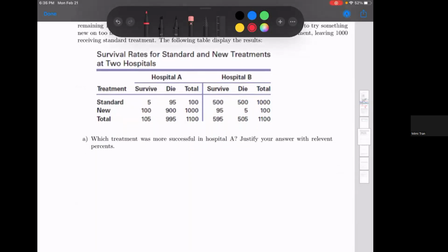Okay, so which treatment was more successful in hospital A? So P of, say, just P of standard first. You know, how about this? We're going to say P of, I want to know the probability of survive, of dying, someone died. Okay, it's the probability of die given standard.